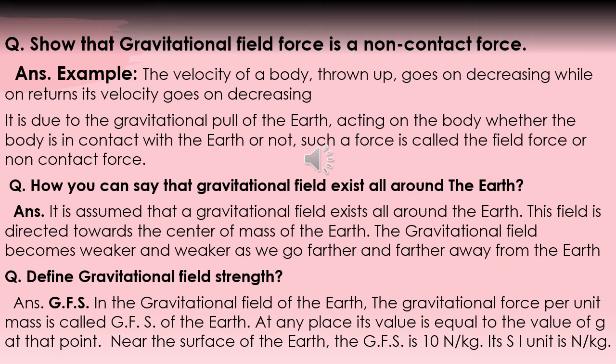3. Define gravitational field strength. Answer: GFS in the gravitational field of the Earth. The gravitational force per unit mass is called GFS of the Earth. At any place its value is equal to the value of g at that point. Near the surface of the Earth, the GFS is 10 N per kilogram. Its SI unit is N per kilogram.